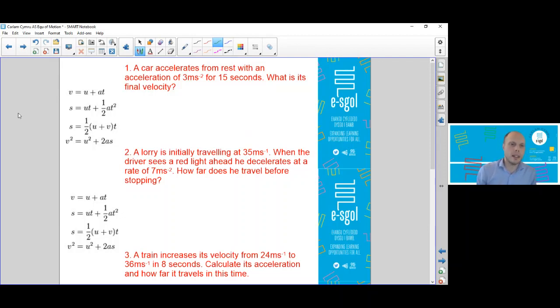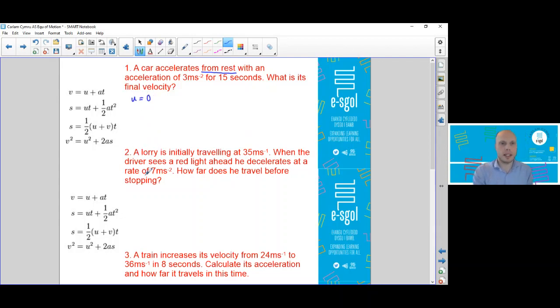And what I would strongly advise you to do, and I do this in my classroom as well, is before you do anything else, just make a note of what you already know in terms of S, U, V, A, and T. So in this first question, we've got a car accelerating from rest. Now, from rest means that at the beginning of this problem, it's not moving. So our initial velocity is 0.